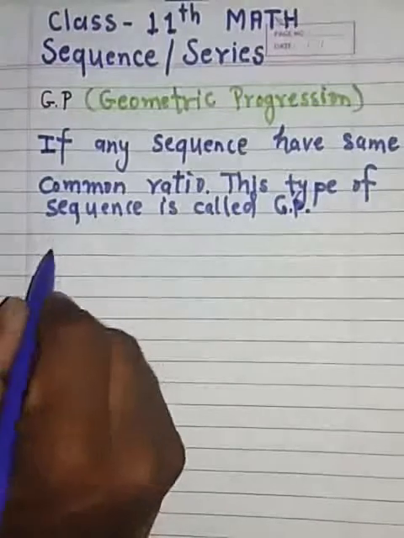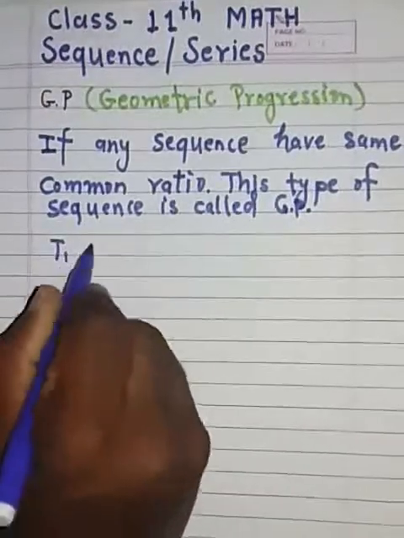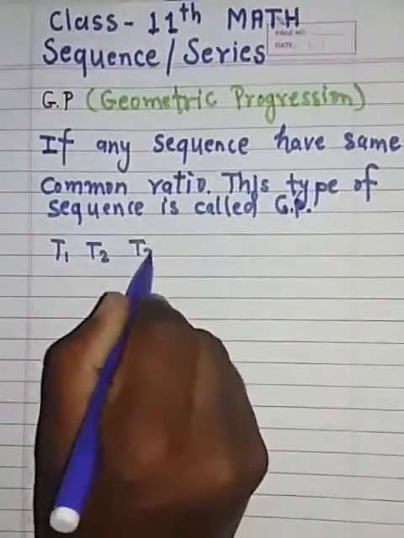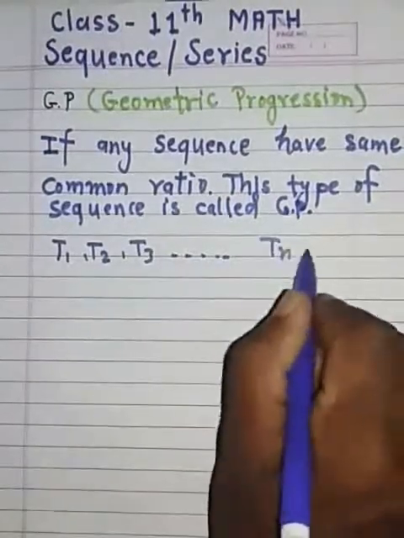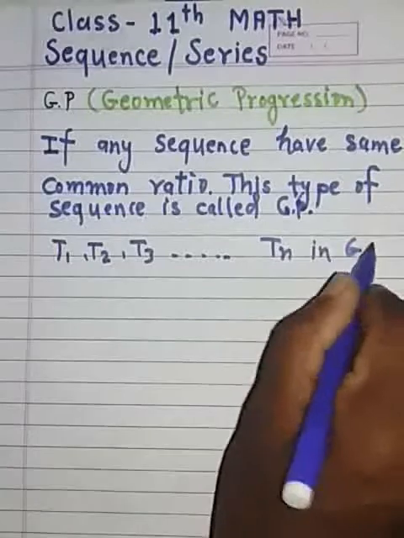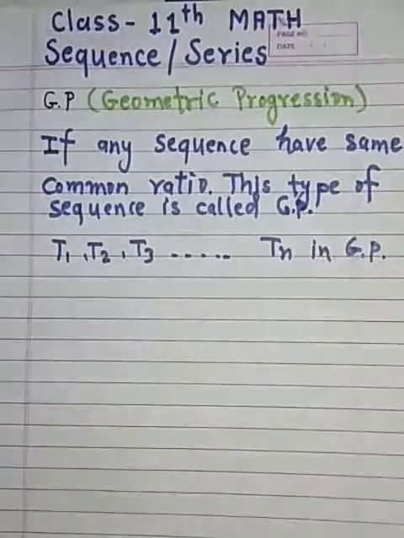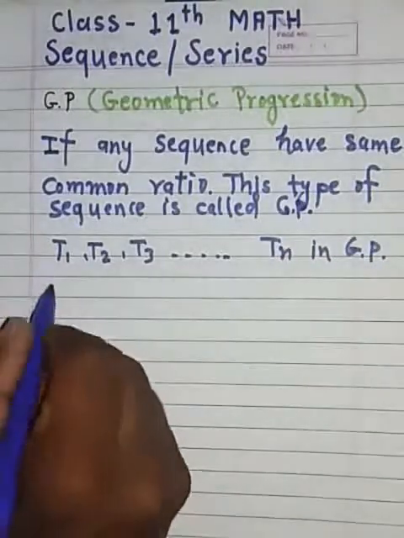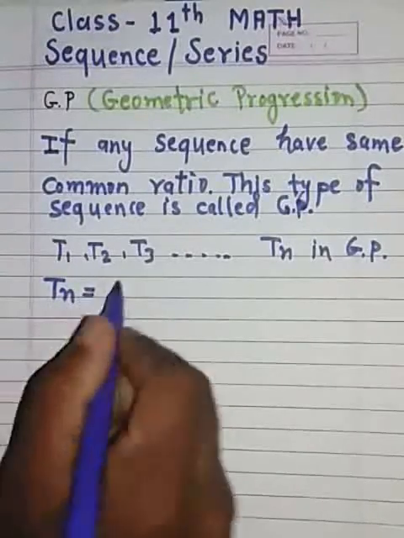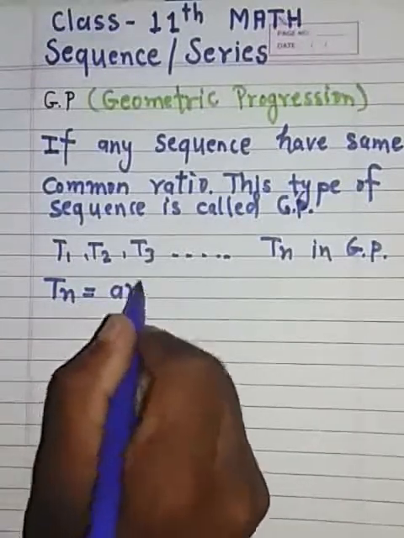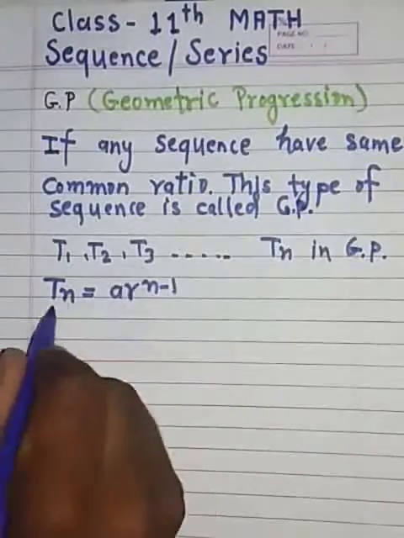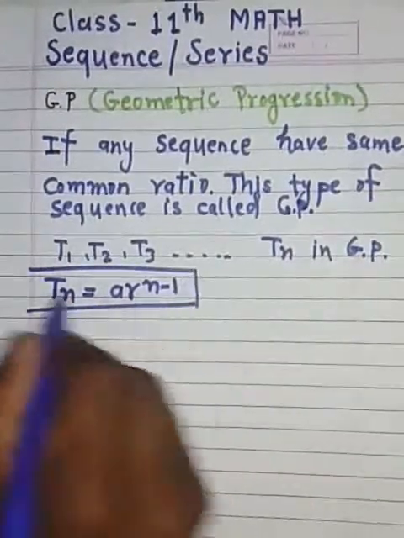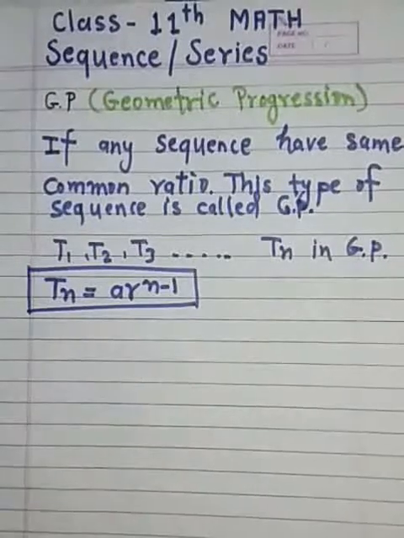If there are T1, T2, T3, Tn in GP, then we will see the formulas. Tn will be equal to a r to the power n minus 1. This is the important formula. Tn is equal to a r to the power n minus 1.